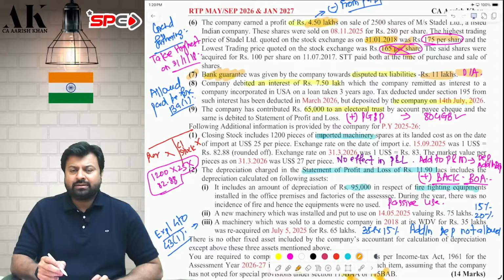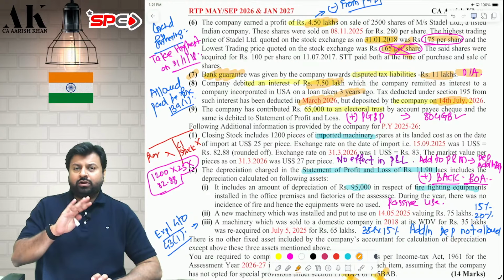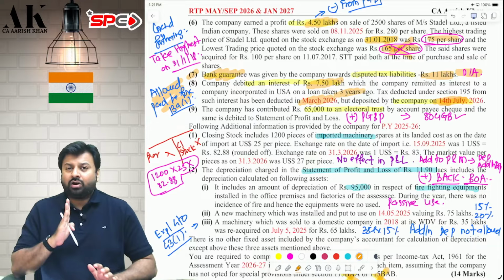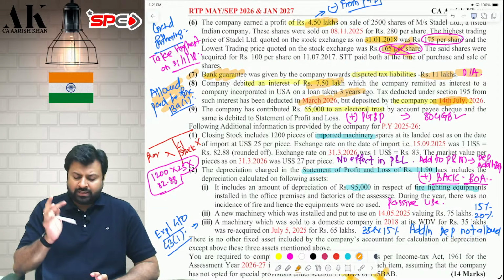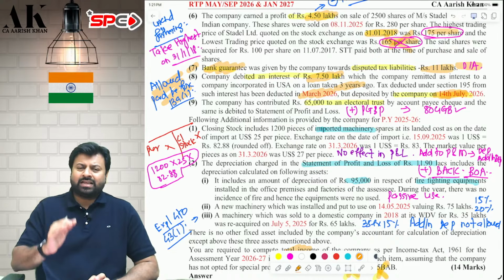Next, you have taken some loan 3 years ago on which there is an interest of 7.5 lakhs. You have deducted the TDS on time before March, and you have paid also before July, before the due date of filing of return. So nothing will happen. This will be allowed because it is deducted on or before the end of the year, and it is paid before the due date of filing of return. Therefore, it will be allowed as a deduction under the income tax law. Just write a note that this is allowed as a deduction.